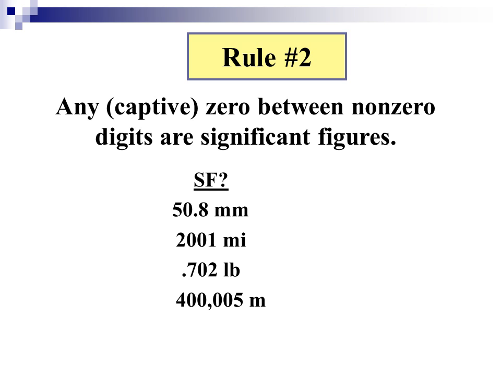Rule number 2 states, any zeros between non-zero digits are significant figures. Given our 4 measurements below, record the number of significant figures in each. You will have 10 seconds to do this.